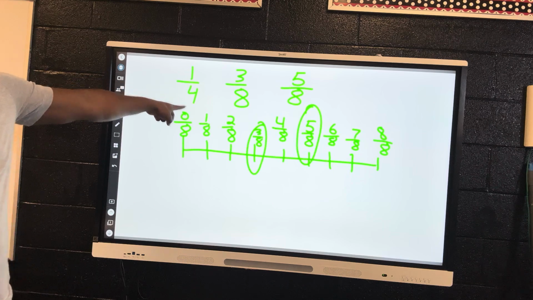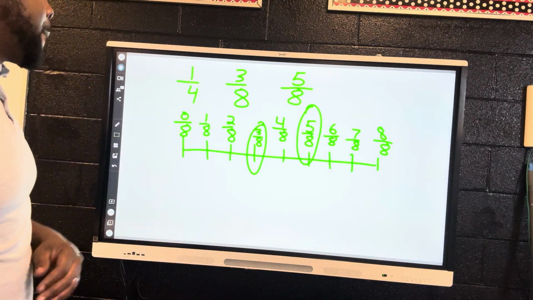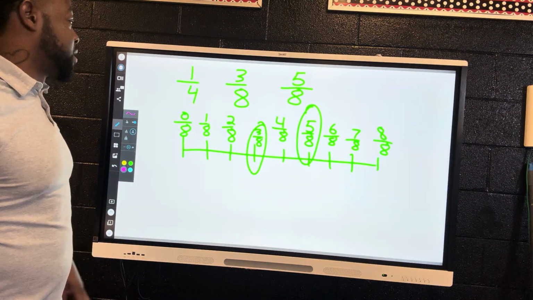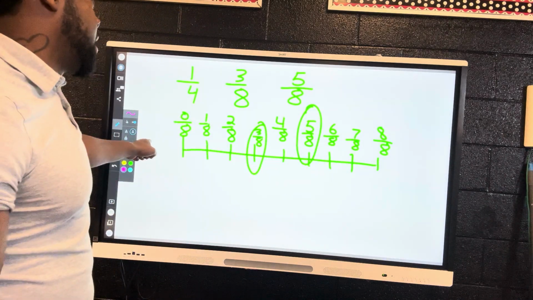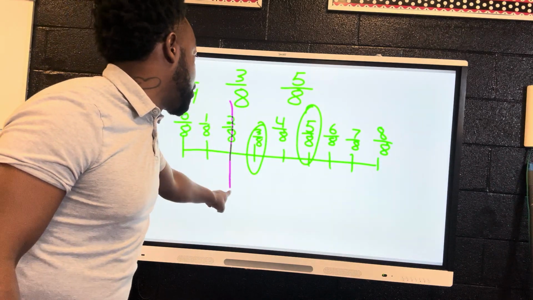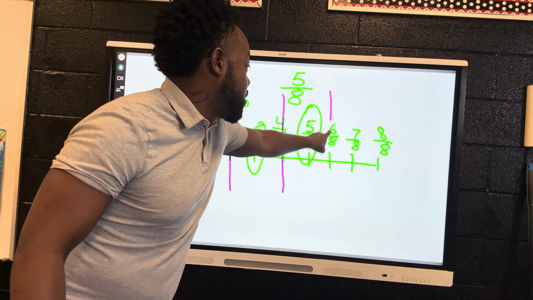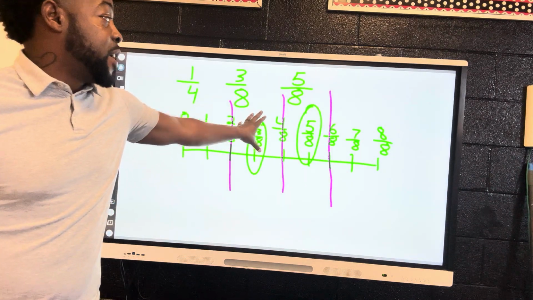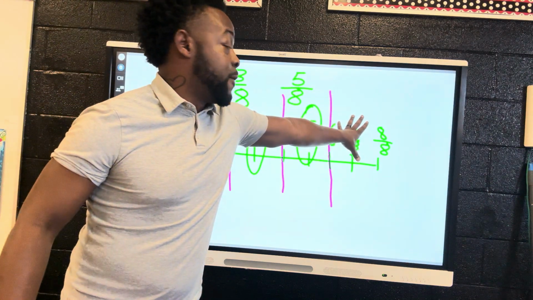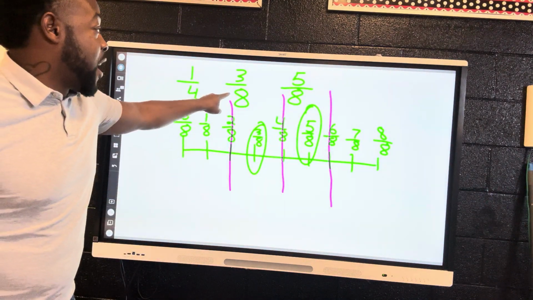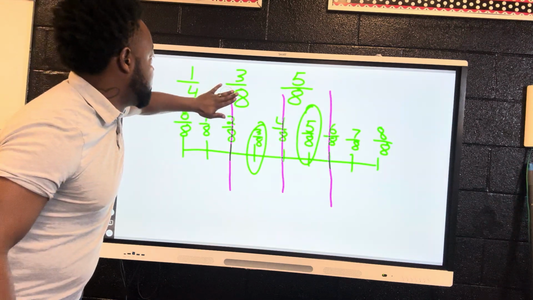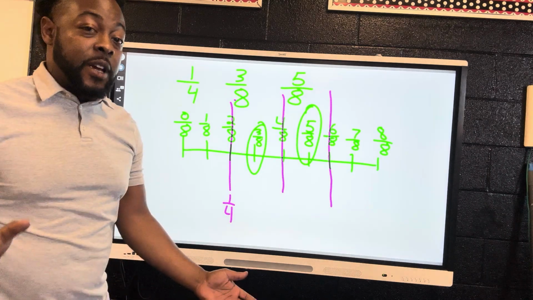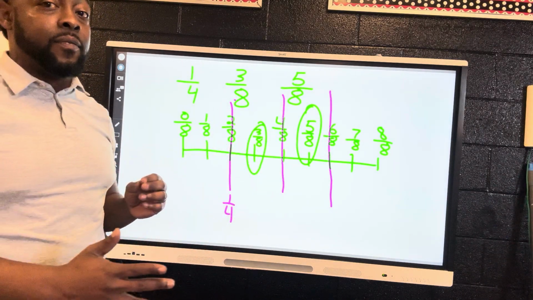Now we have 1/4. So I have a couple different ways that I can do this, all right? I'm gonna use a different color for this so we can see the difference. I can take this same number line and I can split it into 4 even parts. So now I have 1/4 here, 1/4 here, 1/4 here, and 1/4 here. And then I would know that right here equals 1/4. So that's one way. That's if we can just look at it and we know how to section it off.